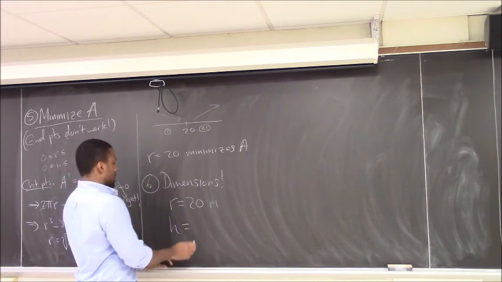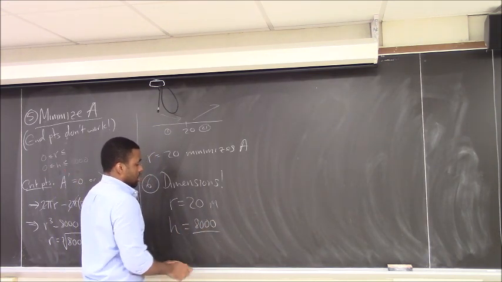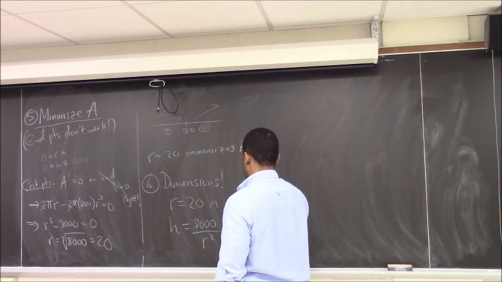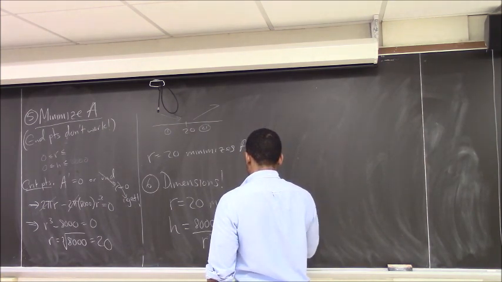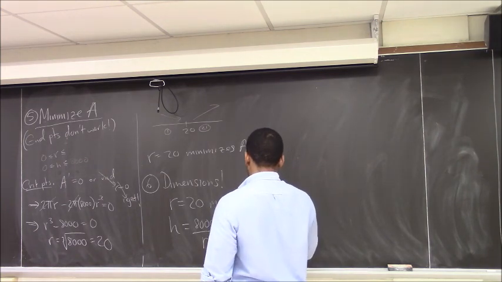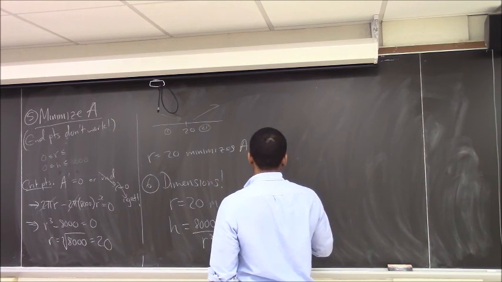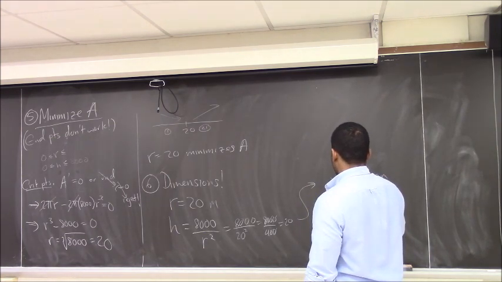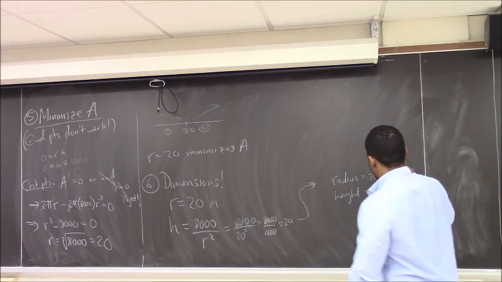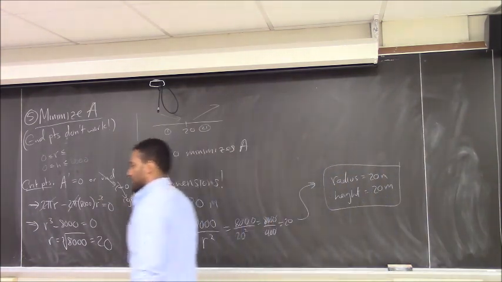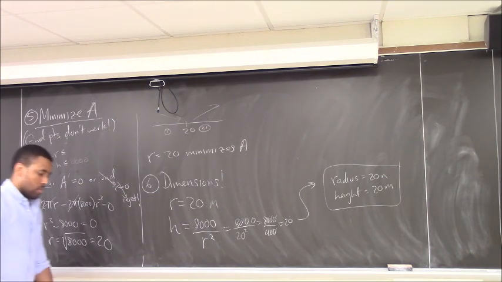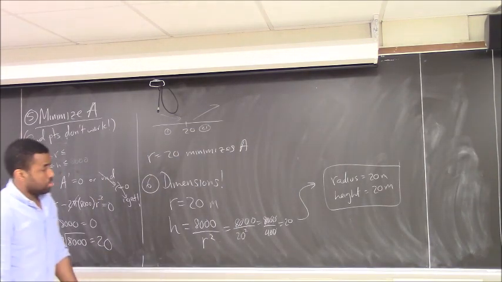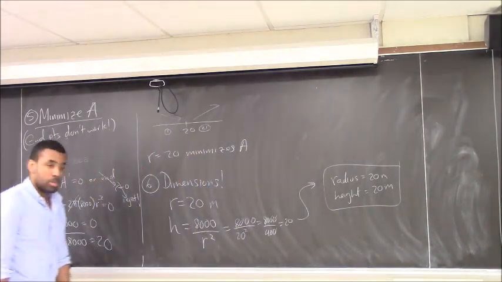We had the height was 8,000 divided by r squared, I believe. So that's 8,000 divided by 20 squared, which is 8,000 over 400. That's also 20. So we need the radius equals 20 meters, the height equals 20 meters. That would create a can that has a volume of 8,000 pi cubic units, and the amount of material used will be as small as possible, the smallest possible amount.